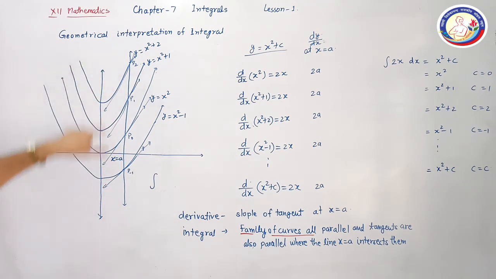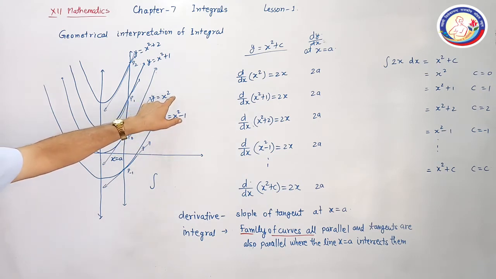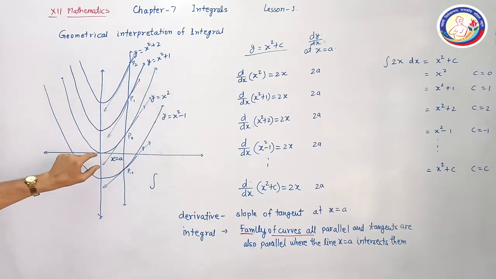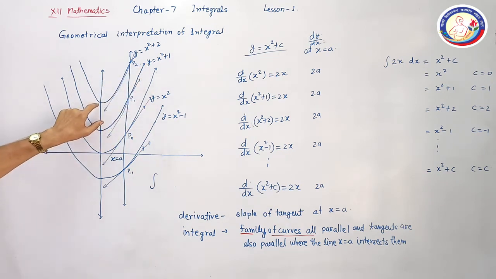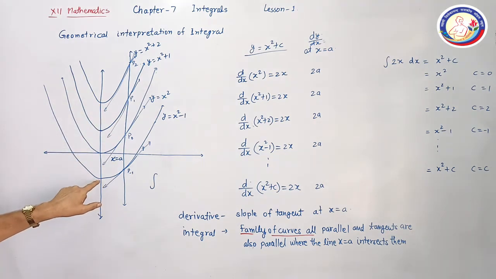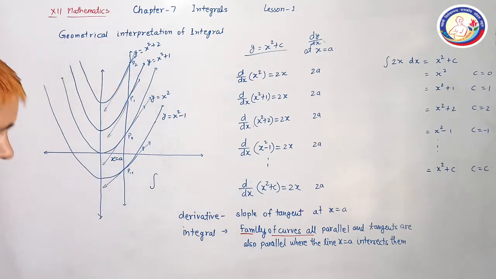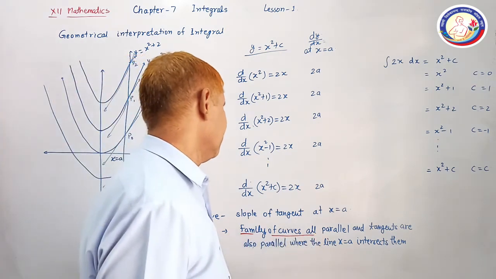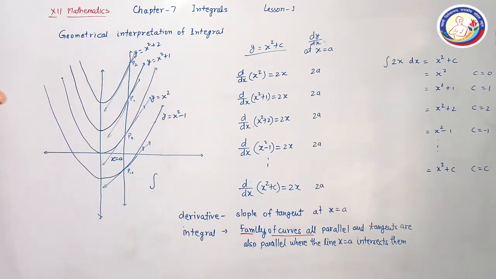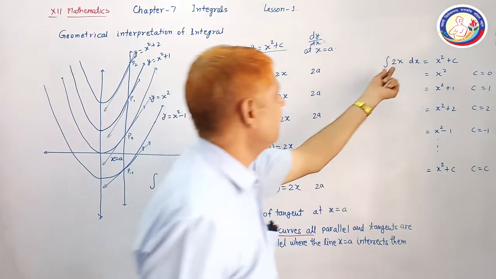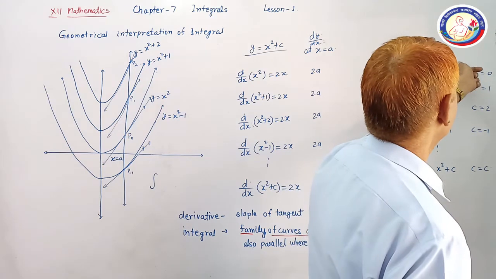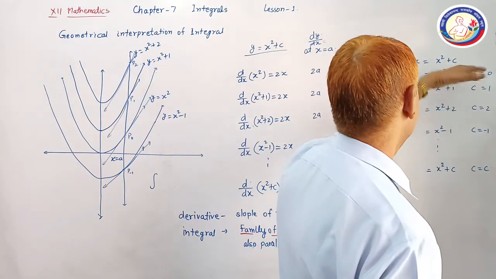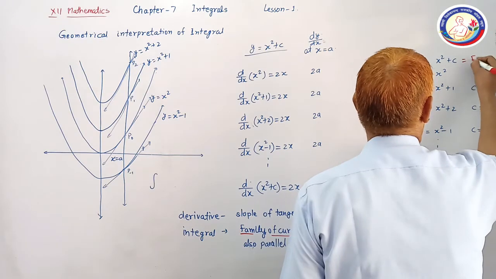the vertex will shift. If we shift the value of c from 0 to 1, the vertex will shift from 0 to (0, 1). If we choose c equal to 2, the vertex of the parabola will be at (0, 2). And if we take c equal to minus 1, then the vertex will be at (0, minus 1). So we will obtain a family of curves for the integral of a function. Here 2x is the function and its integral is x square plus c. In general, it will represent a family of curves. We can denote it as f(x) plus c.